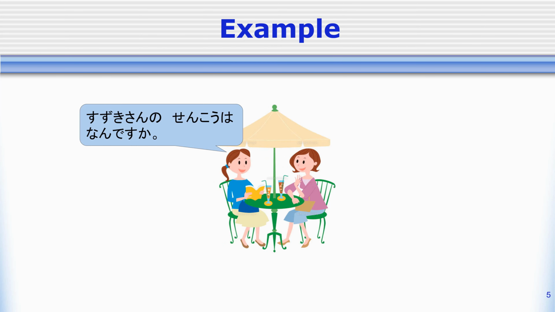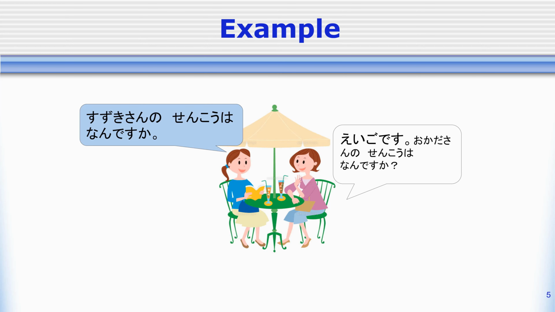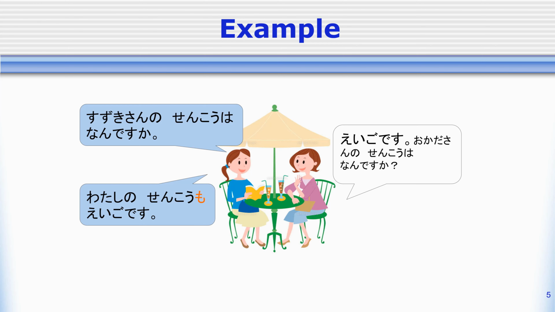じゃあ、鈴木さんの専攻は何ですか? 英語です。岡田さんの専攻は何ですか? 私の専攻も英語です。So her major is English and her major is also English. So instead of using the wa, we use a mo to indicate also.